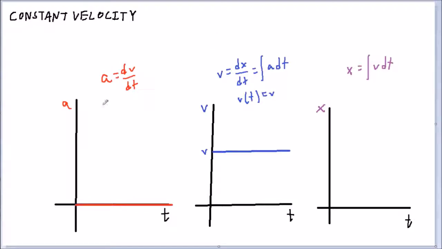So what we can do is write acceleration a equals 0 for constant velocity, because acceleration is the rate of change of velocity, and this velocity is not changing at all. It's constant, so there's no acceleration.